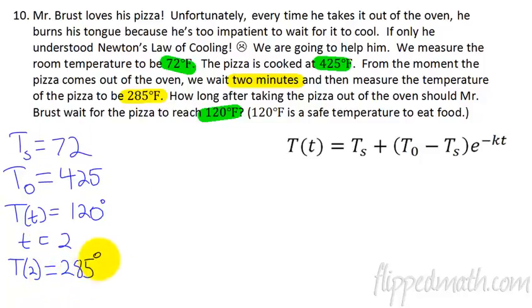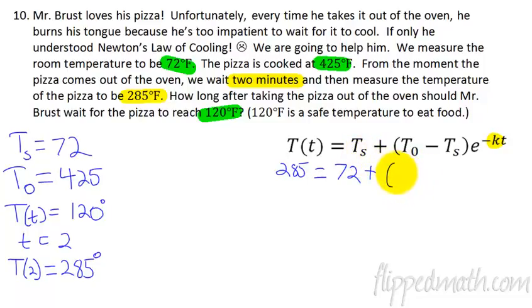Okay, so here's all of the information we can use. What we need then is to figure out what this constant is before we can solve for anything else. Oh boy. Okay, so here we go. Let's take this information and plug in everything we know. So let's plug in the information that we have, which is 285. And then this is going to be 72 plus, because the surrounding temperature is 72.